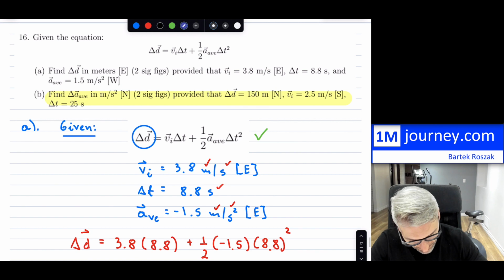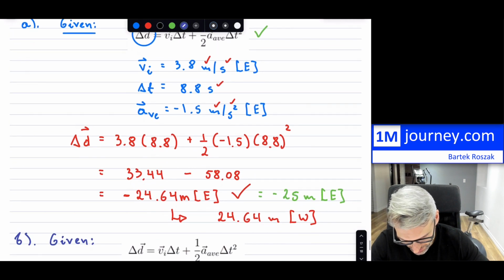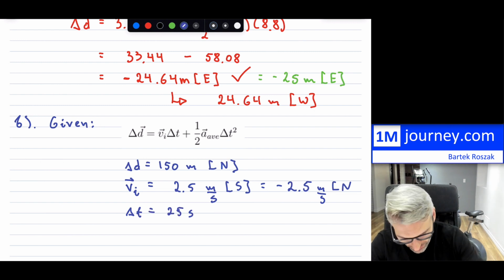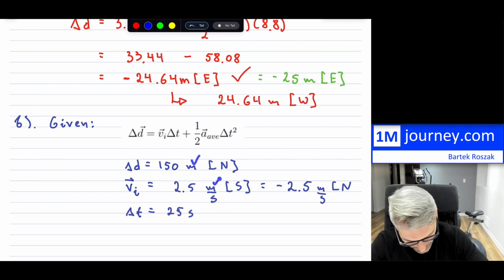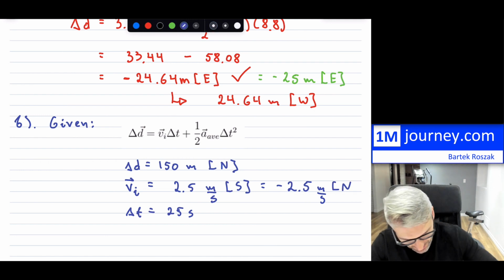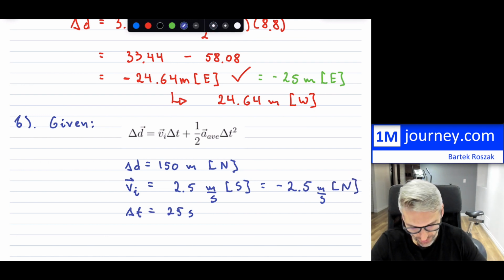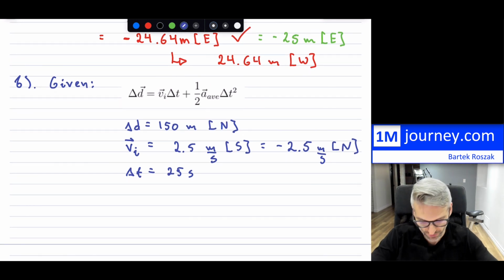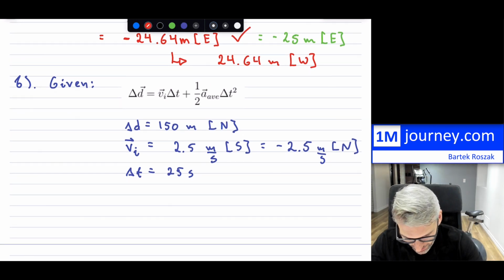And finally, we have the total time, which is 25 seconds. So all the units are fine. We have all meters, we have all seconds, so that's all fine. The only problem was that we had to be careful with the direction right there. So just change it to north if that's the direction that they want. So change everything to the direction that they're asking you for, and then you can go ahead and proceed.